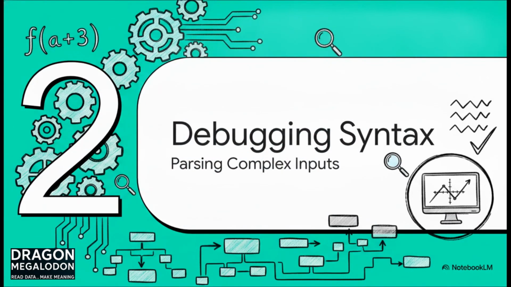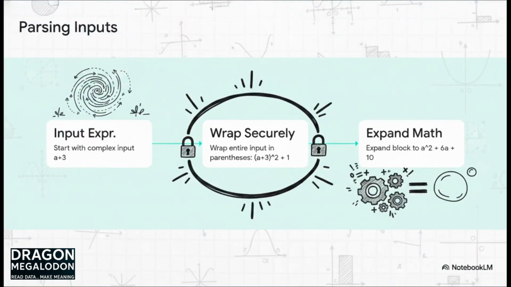That brings us right into Section 2, debugging syntax, parsing complex inputs. Because let's face it, we aren't always just feeding our system simple integers like a 2 or a 5. Sometimes we need the machine to process raw, complex expressions like f(a plus 3). So how does the system handle this without totally crashing? It handles it through strict execution steps. Step 1, take your complex input, a plus 3. Step 2, and this is absolutely not negotiable, wrap that entire input securely in parentheses when you substitute it in for x. It becomes a quantity of (a plus 3) squared plus 1.